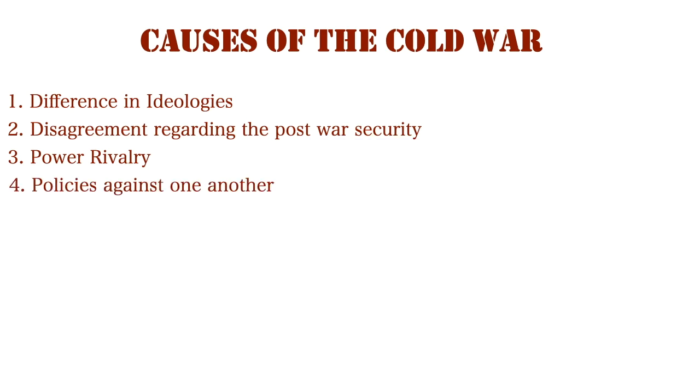The fourth one is the policies against one another. As described in the earlier points, both held completely different ideologies. It's very important to remember this. Both wanted to spread their sphere of influence, or their ideology. So in such a situation, they adopted different methods, such as adopting various policies against the other to attract countries to join their alliance.